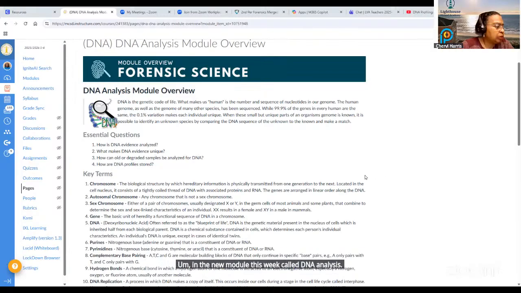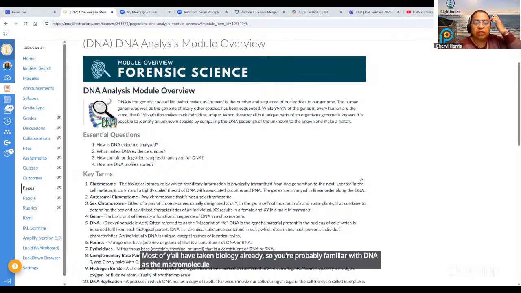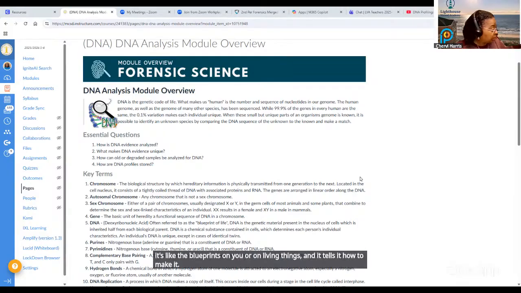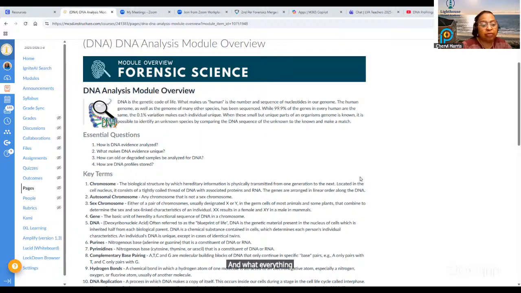So again, we are in the new module this week called DNA analysis. Most of y'all have taken biology already, so you are probably familiar with DNA as the macromolecule. It is the structure in our cells that has all of the genetic information. It's like the blueprints of living things, and it tells the body how to make it and what everything should look like in the organism.